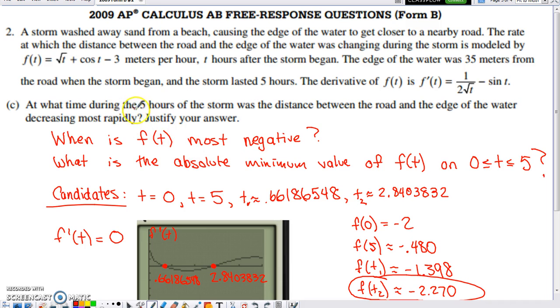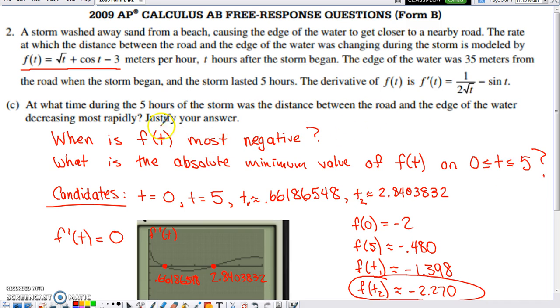They say, at what time during the 5 hours of the storm was the distance between the road and the edge of the water decreasing most rapidly? Well, they have provided us with the rate that the distance between the water and the road is changing. We want to know when it's decreasing most rapidly. So when is this most negative, or what is the absolute minimum value of this rate of change on the interval from 0 to 5?